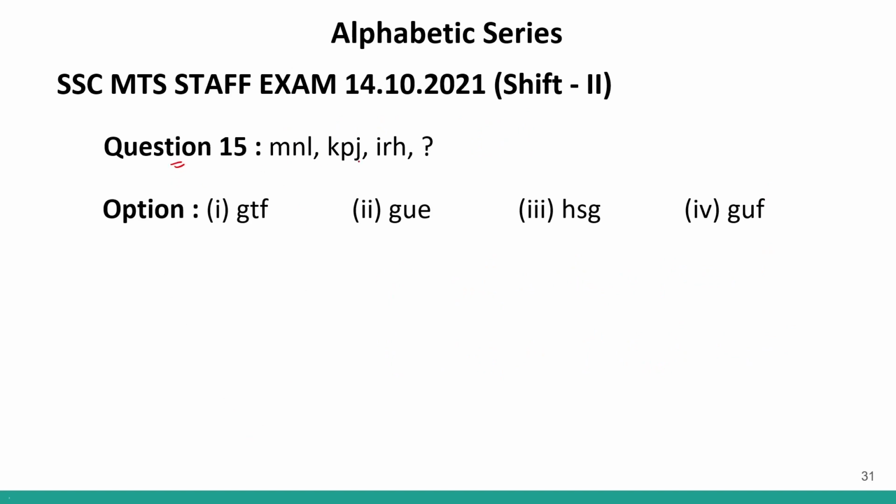M and L, K, P, J and I, R, H. So looking at the first one, M, K and I. So M is 13, K is 11 and I is 9. So basically this is minus 2. This is also minus 2. So next we will do minus 2. We will get 7. And at 7th position we have G. So first element will be G.